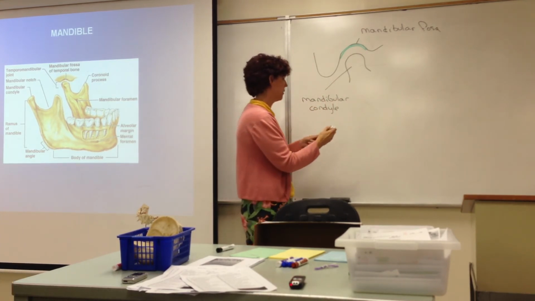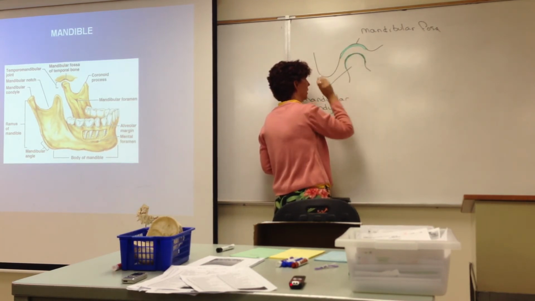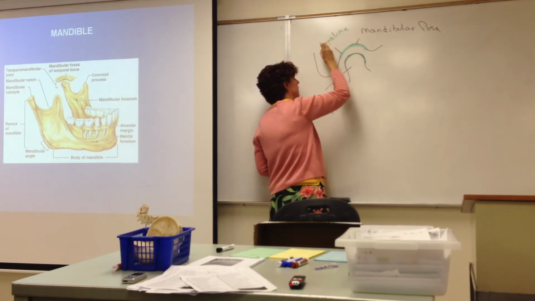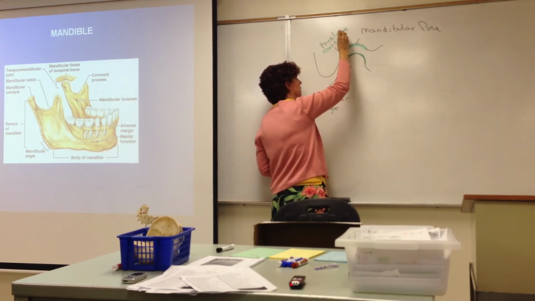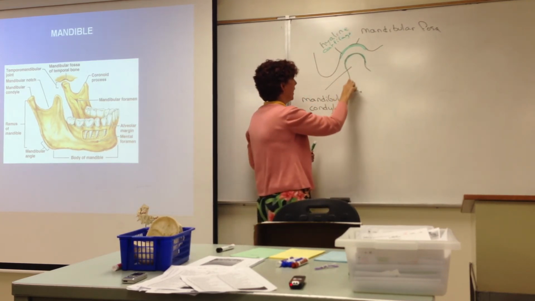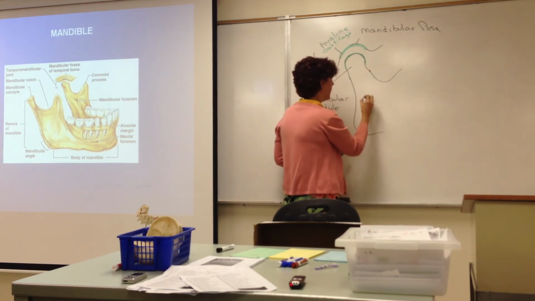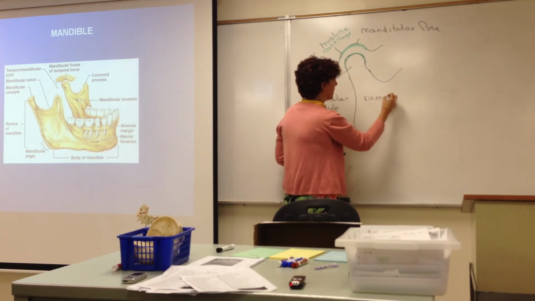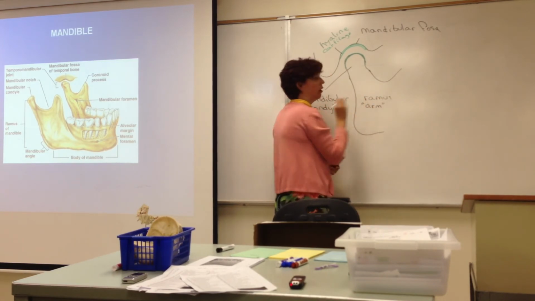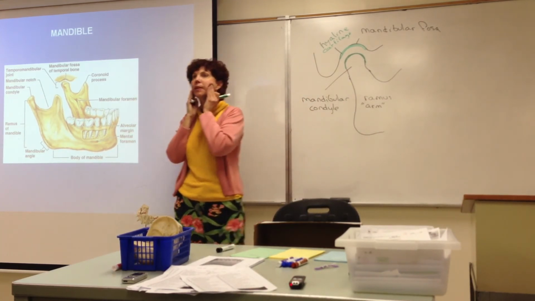And it also has a surface of articular cartilage. Articular just means joint. And then it extends downward like this. And this area is known as the ramus. Ramus means arm. And some of your chewing muscles attached there.